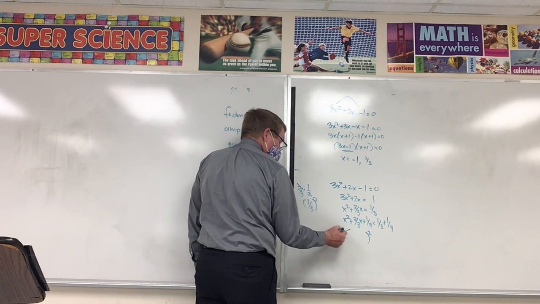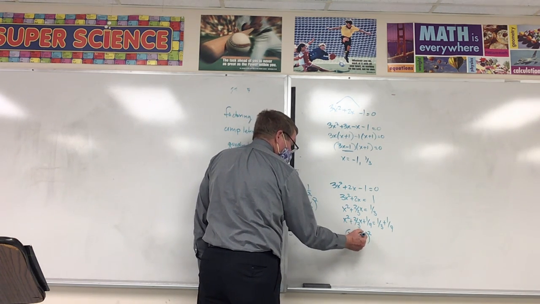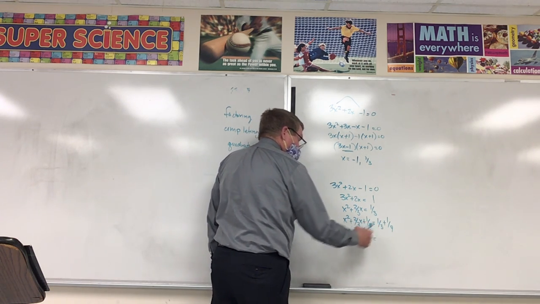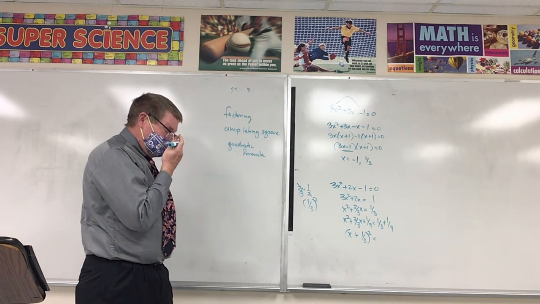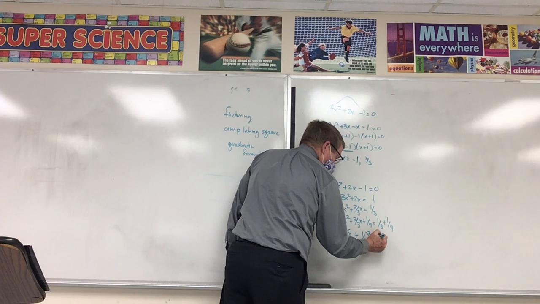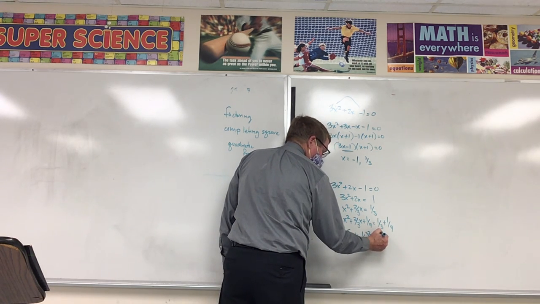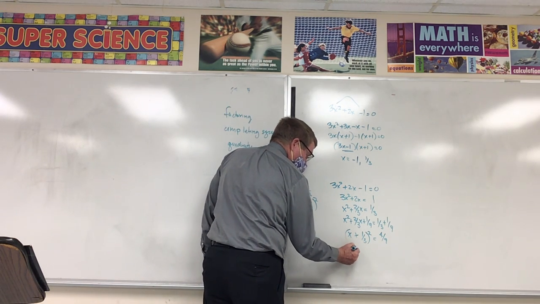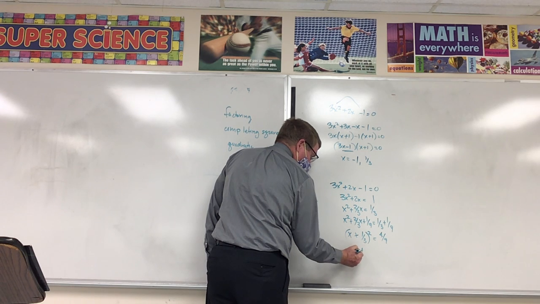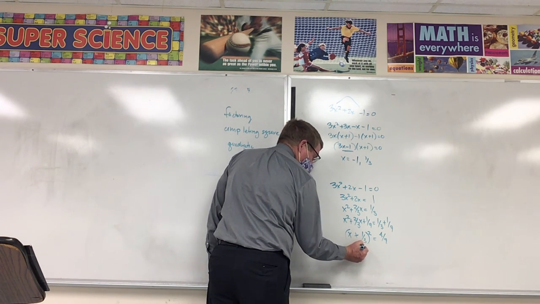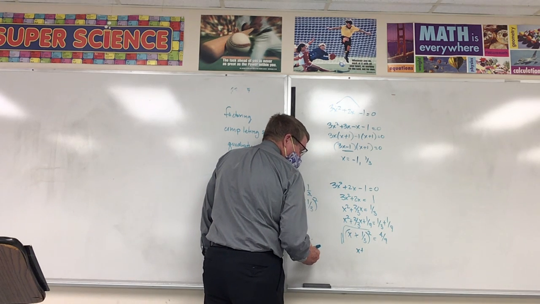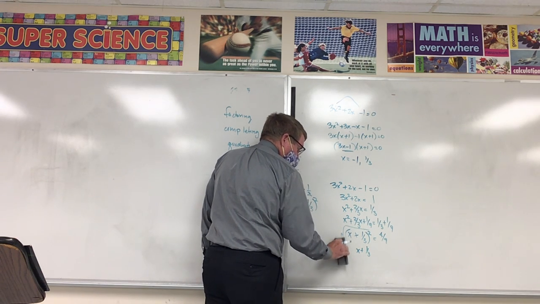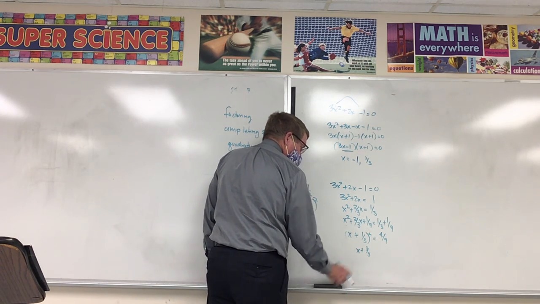Factor. Square root to the first term, square root to the third term, sign in the middle. Simplify. 1/3 is the same thing as what over 9? 3 over 9. 3 over 9 plus 1/9. Let's take the square root. The square root of this is just x plus 1/3. The square root sign, the square just disappears, right?